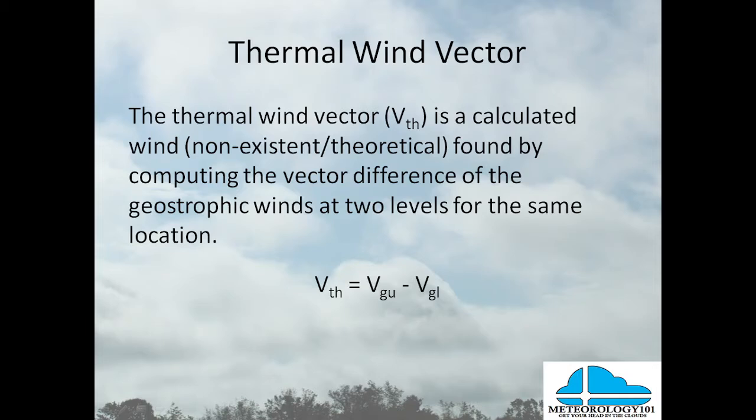a calculated wind, non-existent or theoretical, found by computing the vector difference of geostrophic winds at two levels for the same location. So we're using an upper level wind. So the thermal vector equals upper level wind minus a lower level wind. Take those wind speeds and directions, subtract them, and you can come up with a thermal wind vector and determine a lot of stuff from this.